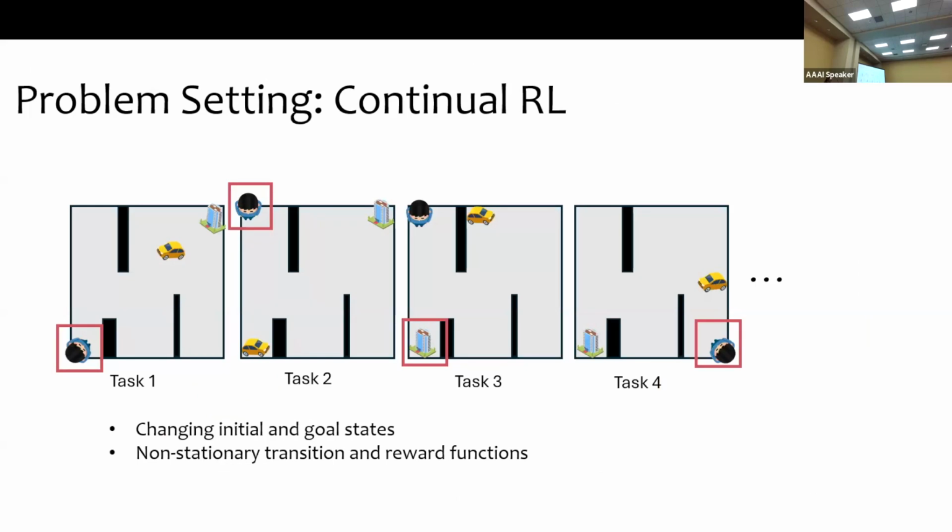So I focus on this special case of RL called continual RL, where the agent has to solve a stream of tasks one after the other. The transition and reward functions are non-stationary, and the initial and goal states keep changing across the tasks. For example, here I'm showing an illustration for the taxi domain where the pickup and drop-off locations are changing. The taxi agent needs to pick up a passenger at a certain location and then drop them off at the destination. But these drop-off and pickup locations can vary across different tasks. So this is an example of a continual RL problem.